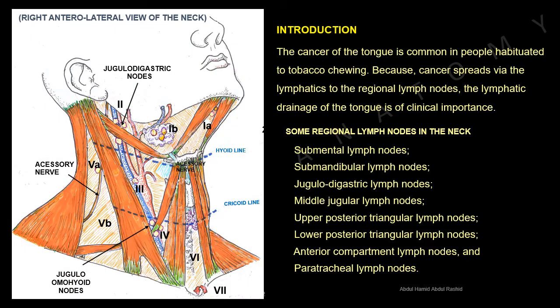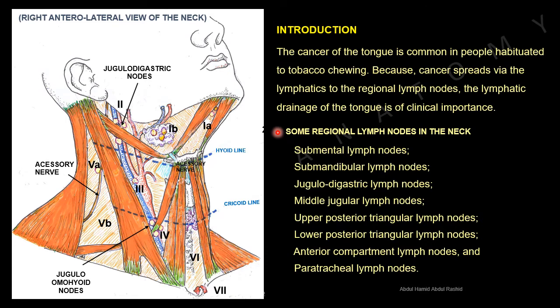Introduction. The cancer of the tongue is common in people habituated to tobacco chewing. Because cancer spreads via the lymphatics to the regional lymph nodes, the lymphatic drainage of the tongue is of clinical importance.